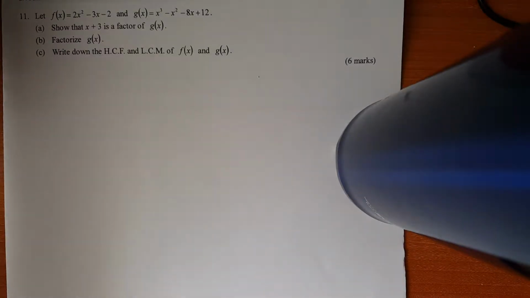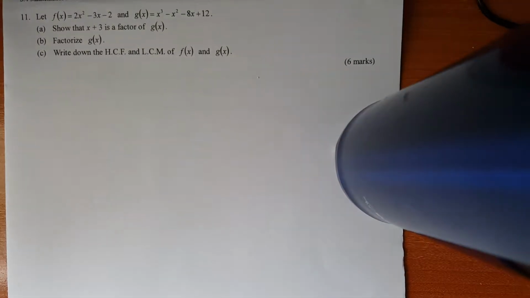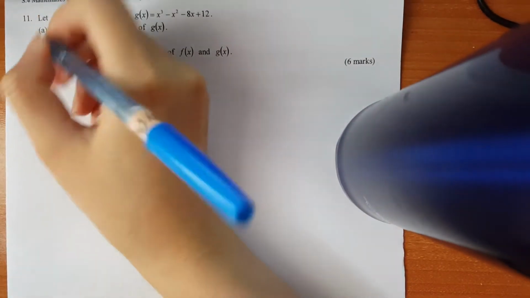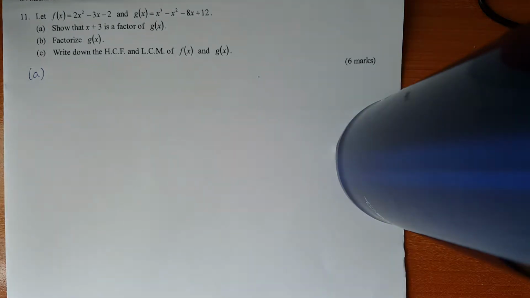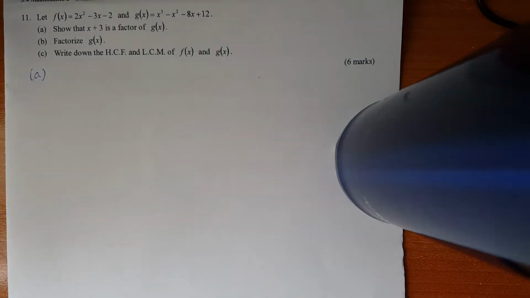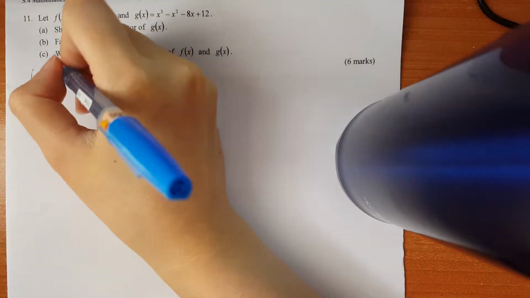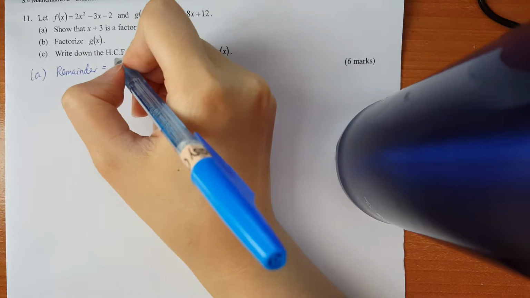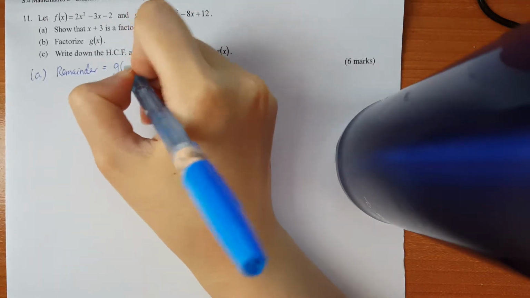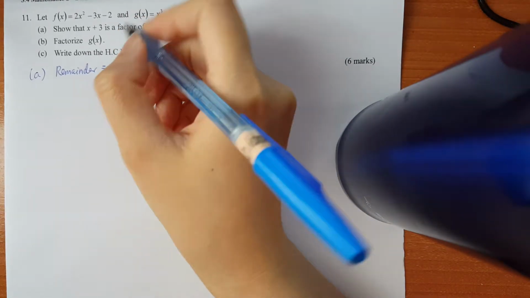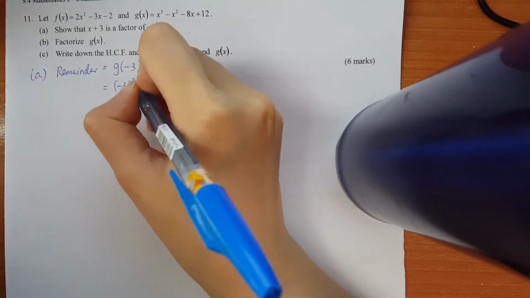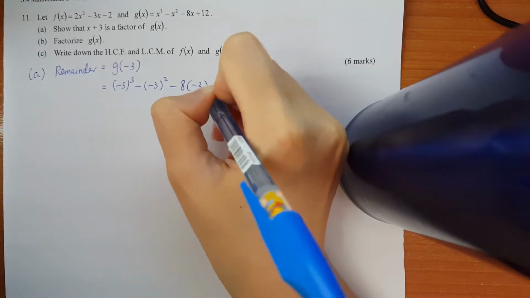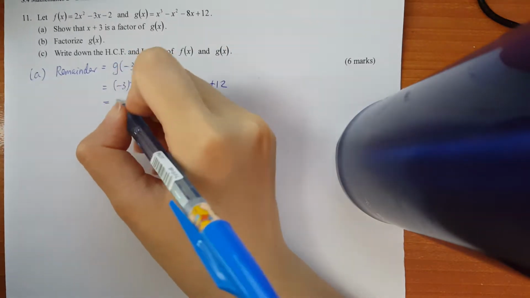Okay, so question 11, very typical DSE questions. So part A, you have to show that x plus 3 is a factor. Okay, so the remainder would be, I substitute the negative 3 inside. So negative 3 cubed minus negative 3 squared minus x negative 3 plus 12 is equal to 0.